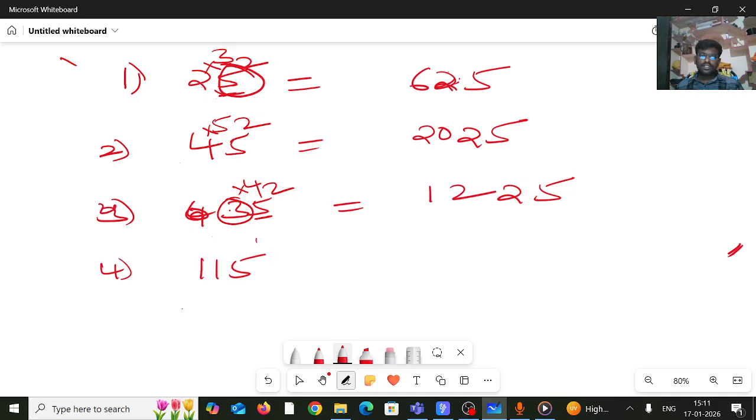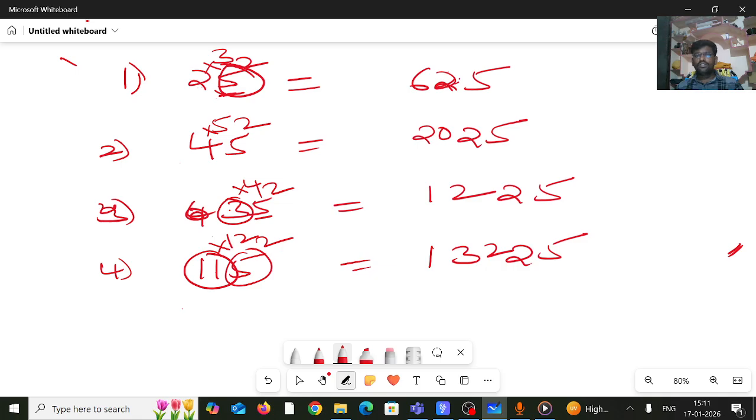We'll go for bigger numbers. 115 square, right? Ending digit is 5. 5 square means 25. What is the before number? 11. What is the next number of 11? 12. 12 into 11, 132, right? Like this you have to find out the squares of numbers which end with 5. This is another technique.